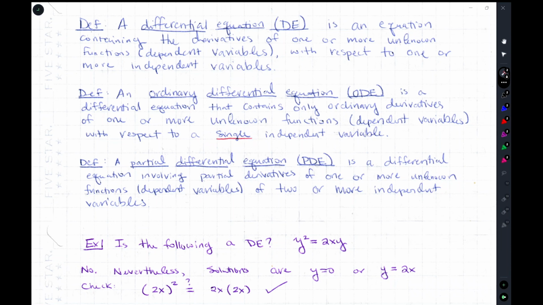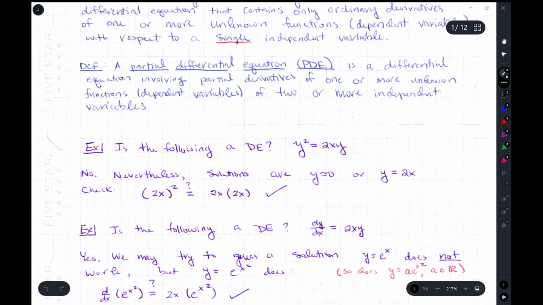Now, what's not an ordinary differential equation? It's a partial differential equation, sometimes written PDE. A PDE is a differential equation involving partial derivatives of one or more unknown functions, which are the dependent variables, of two or more independent variables. So that's the crucial difference between an ordinary and a partial differential equation. There is more than one independent variable in a system of partial differential equations, whereas there's only a single independent variable for ordinary differential equations.